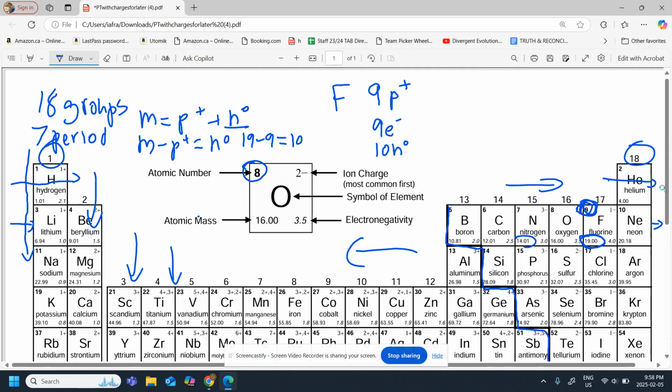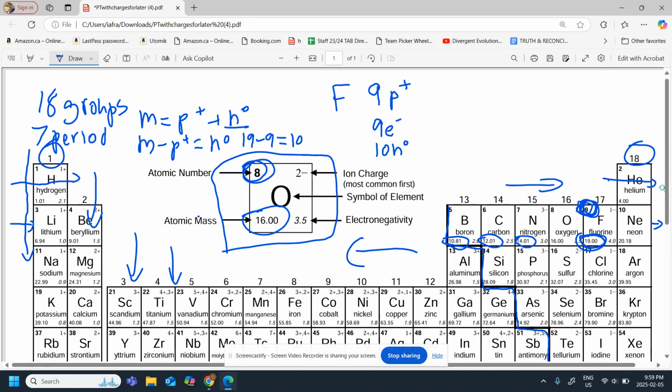Sometimes you'll notice there is a decimal place. You can just round that. So 12.01 will round to 12, 10.81 will round to 11. So just round that up or down depending on what's more appropriate. But the point is that we use these two numbers to figure out the number of protons, electrons, neutrons, 10 neutrons, in fluorine. Ignore the other numbers for now. Those will be important later. But for now, just take a look at those two numbers. And again, your periodic table usually has a legend near the top that tells you what the different numbers refer to. So we have the mass, the atomic mass, and the atomic number.